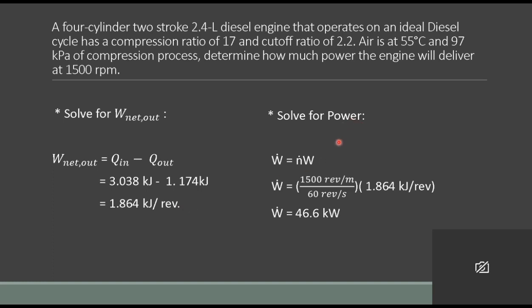Now let's solve for the power. Power is equal to the number of revolutions times the net work output. The speed is 1500 revolutions per minute. Since 1 minute is equivalent to 60 seconds, we multiply this by the work, which is 1.864 kilojoules per revolution. Therefore, the power is 46.6 kilowatts. This is the power that the engine will deliver at 1500 revolutions per minute. And I hope that you learned something from it.